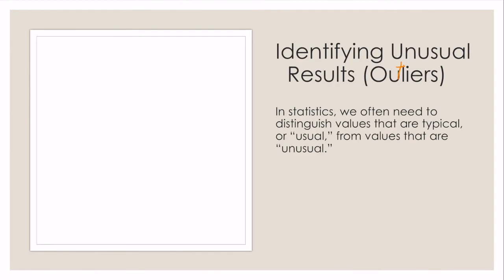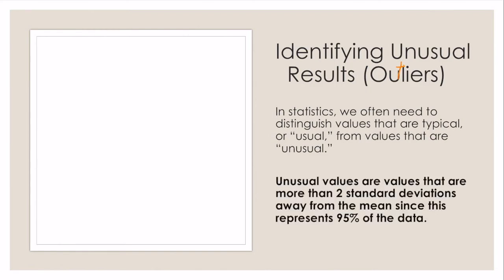So let's talk about how to identify unusual results. These are also called outliers. I forgot a T. Outliers. So in statistics, we often need to distinguish values that are typical from values that are unusual. Unusual values are values that are more than 2 standard deviations away from the mean.